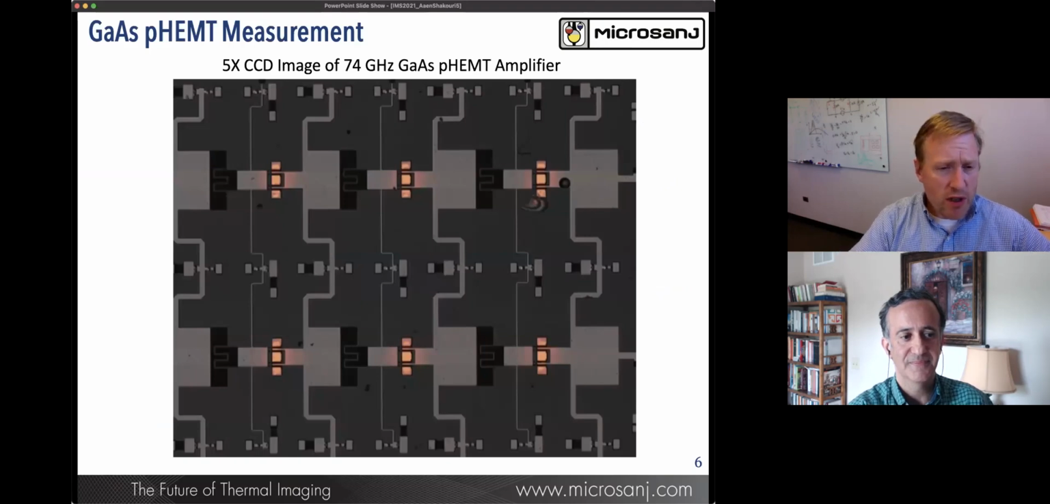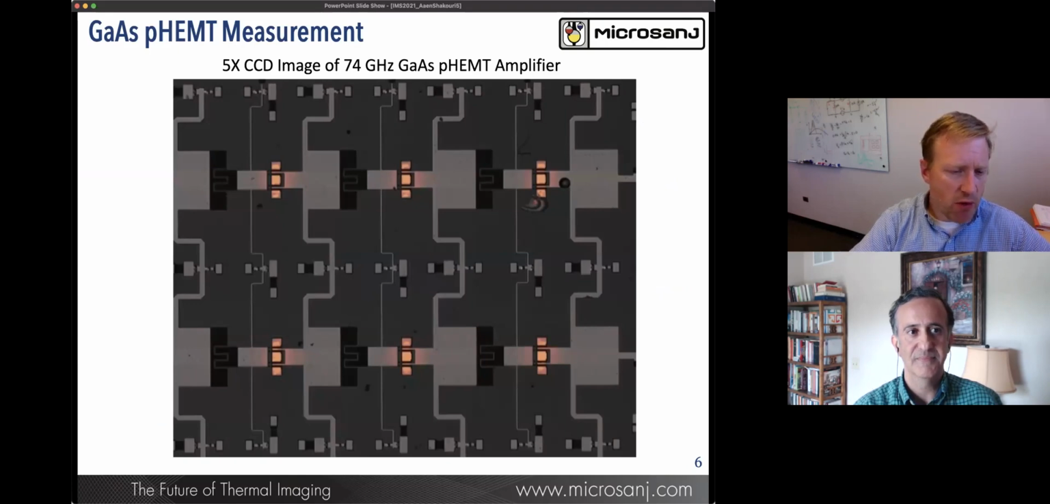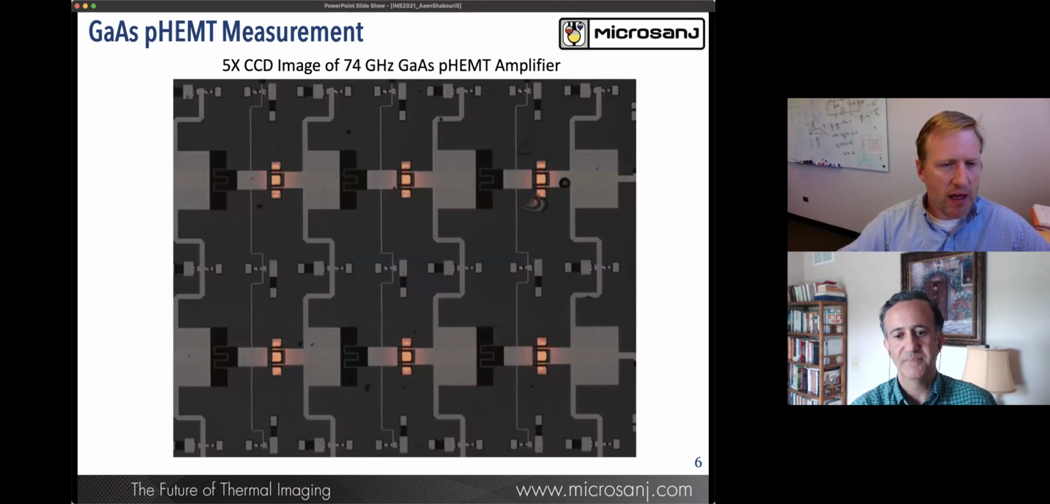So this is one of those devices. This is a zoomed out view of a multi-stage 74 gigahertz GaN pHEMT amplifier. And what we did was we went ahead and biased this, and then we can start to look at each one of the individual cells. And what we can do now, with a 5x CCD image, is go look at its pulse performance at the finger level.